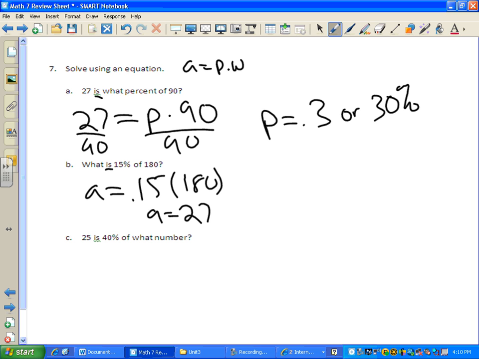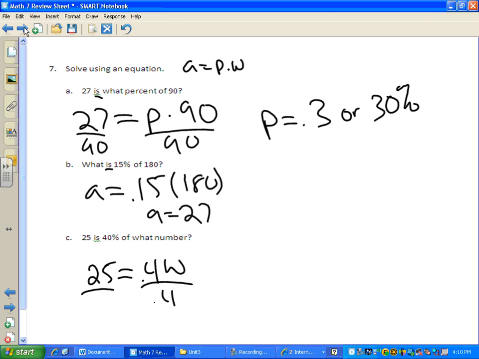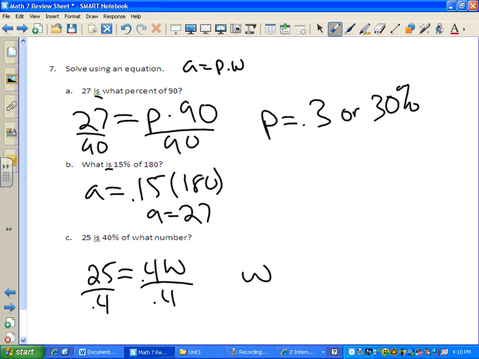Last one up, 25 is equal to 40% of what number? So 0.4 times the whole. Divide by 0.4 on each side. Waiting for the computer to catch up here. And you're going to get W by itself. 25 divided by 4/10 should give us 62.5.